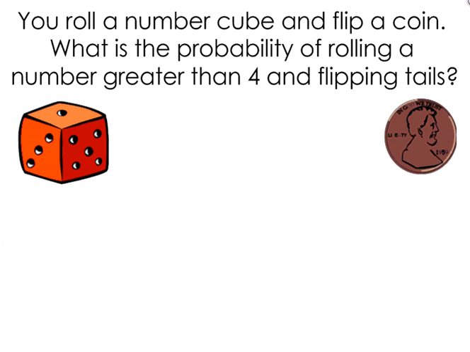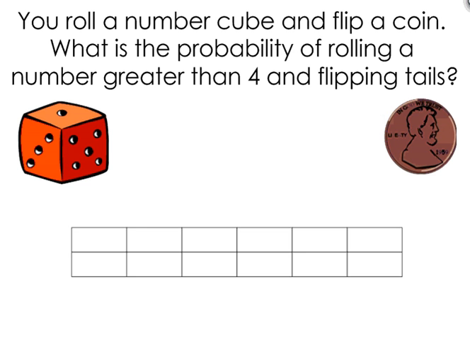All right, now we're going to move off of tree diagrams and look at how to calculate probabilities. So this says you roll a number cube and then you flip a coin. We want to find the probability of rolling a number greater than 4 and then flipping tails. So for this one, it might be good to set up a table to show our total sample space. So we'll go ahead and fill that in now.